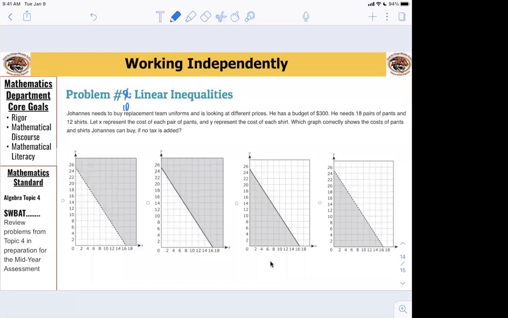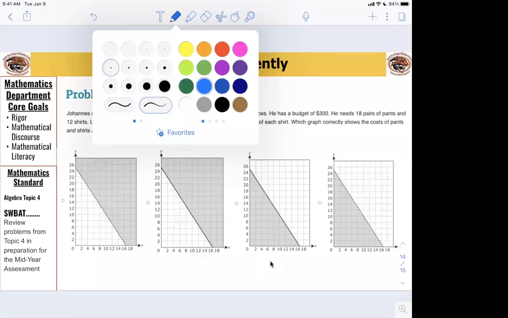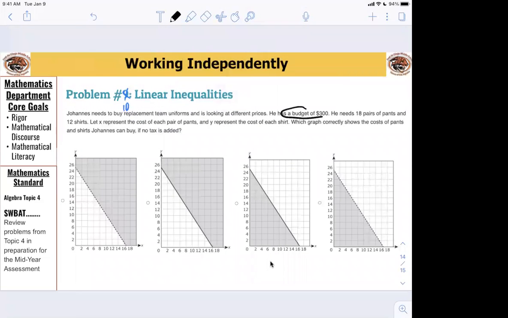Number 10. Okay, 2 minutes left. Let's do this really quickly. He has a budget of $300. Can he go above 300? Or does he have to stay below? Below. Stay below. Below 300, and can he equal 300? Yes, he can. So I know I need a less than or equal to 300. And which one's the only graph that goes below and has a solid line? Below and solid. C. Oh, C. There's my answer.